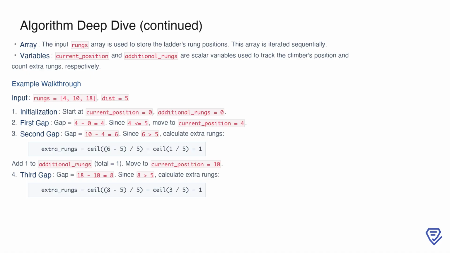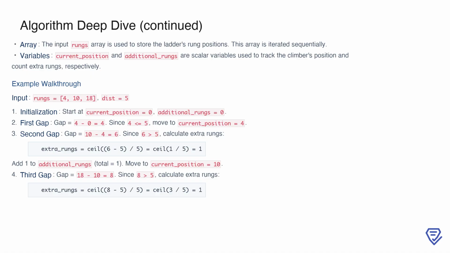Suppose the input is rungs equals [4, 10, 18] and dist equals 5. We begin with current_position equals 0 and additional_rungs equals 0. For the first rung at position 4, the gap is 4 - 0 = 4. Since this is within the climber's reach of 5, no additional rungs are needed, and we simply move to current_position equals 4.